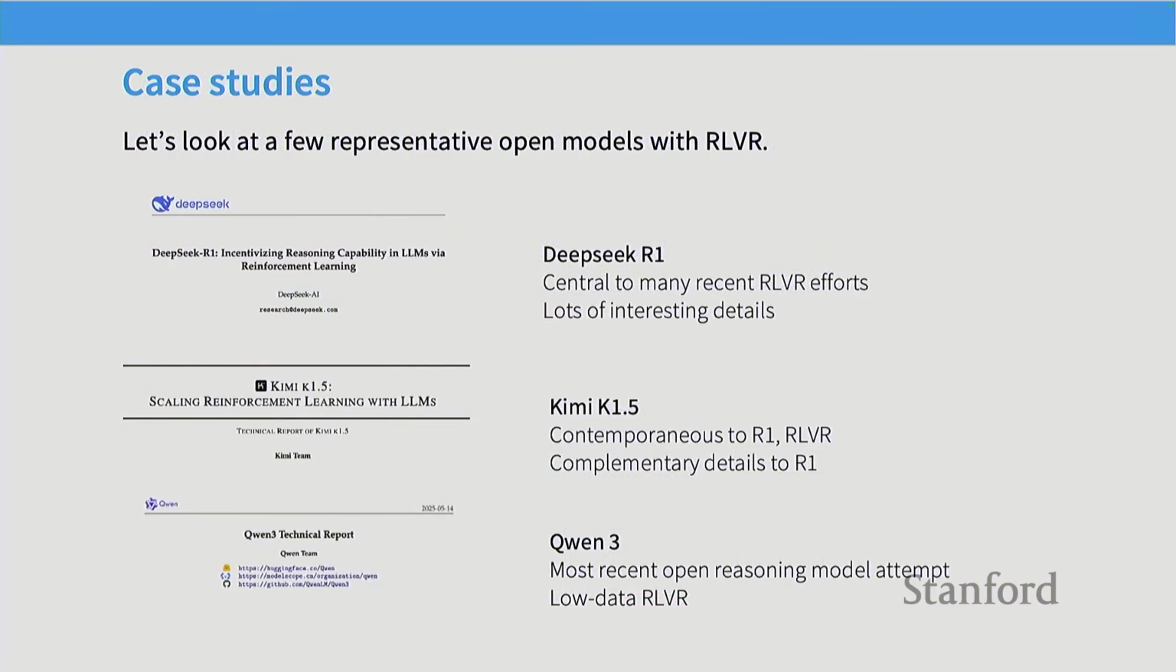Cool. OK, so that's the GRPO algorithm. Hopefully now you're all familiar with it. And I think you now have the background to go through all three of these papers: DeepSeek R1, Kimi 1.5, and Qwen 3. Any questions?